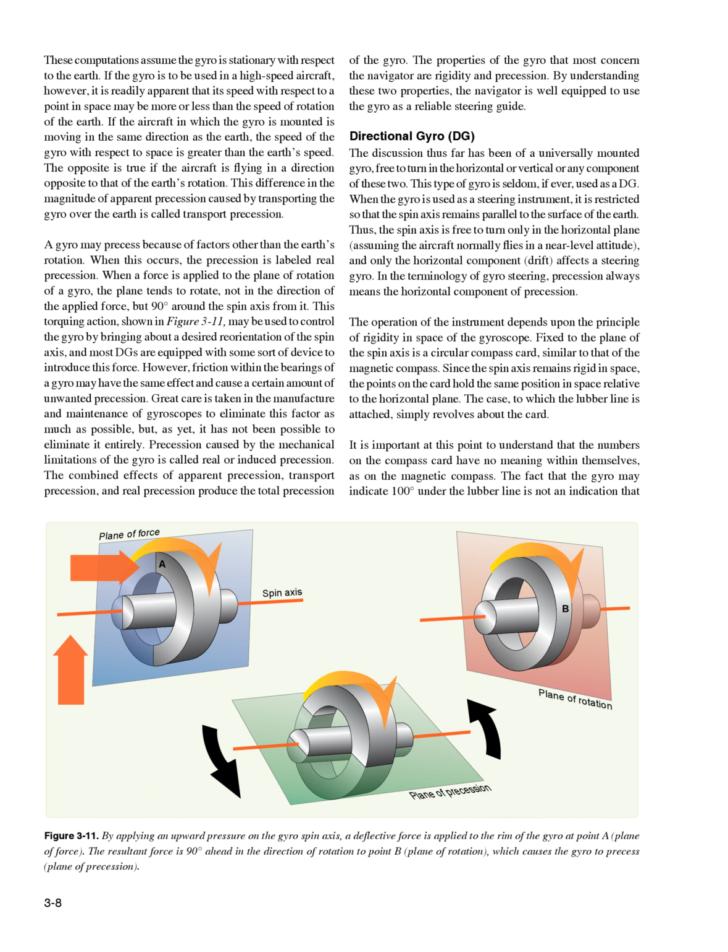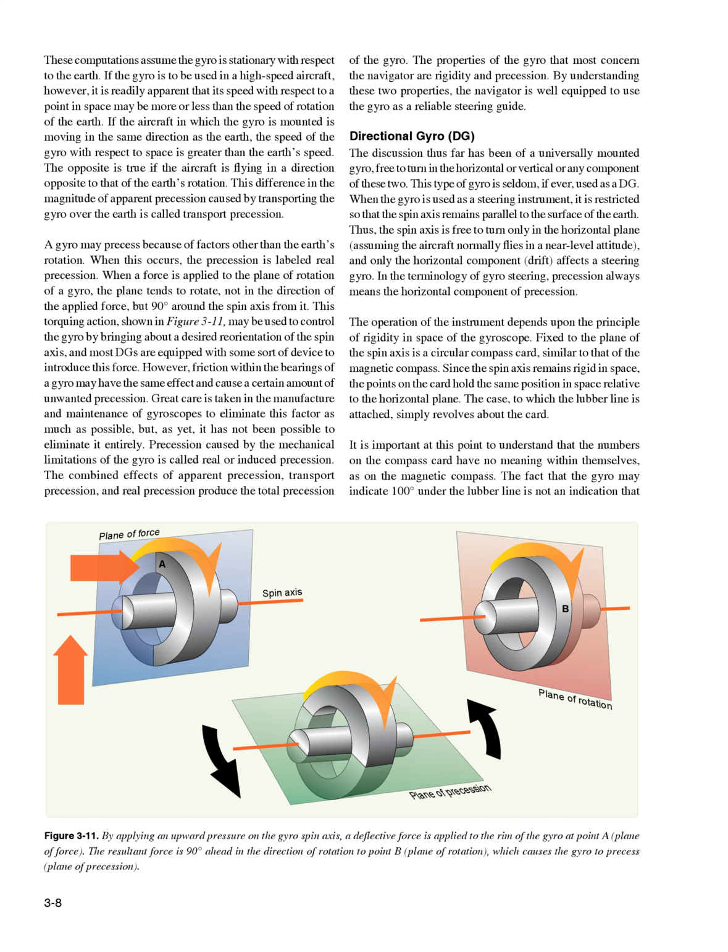When a force is applied to the plane of rotation of a gyro, the plane tends to rotate, not in the direction of the applied force, but 90 degrees around the spin axis from it. This torquing action, shown in Figure 3.11, may be used to control the gyro by bringing about a desired reorientation of the spin axis, and most DGs are equipped with some sort of device to introduce this force.